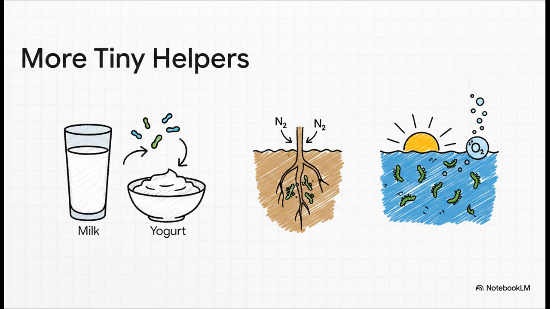You have lactobacillus bacteria that ferment milk to make things like curd. There's Rhizobium bacteria that live in plant roots and give them natural fertilizer by pulling nitrogen right out of the air. And get this, tiny microalgae in our oceans produce more than half of the oxygen we breathe.